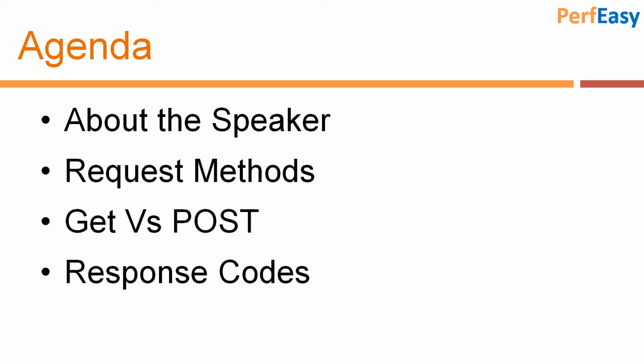Then we are going to talk about the different request methods. We are going to talk about GET and POST extensively, because these are the two methods which are very widely used and most important from a performance tester's perspective. Then we are going to talk about the response codes like 200, 500, 400, all these things.